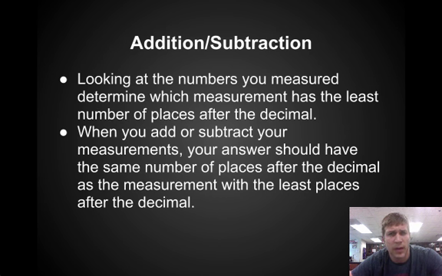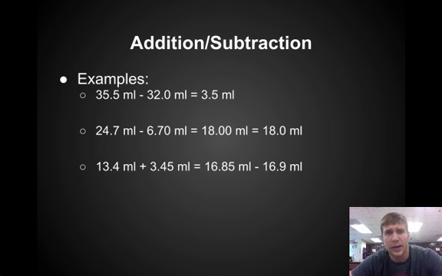When using addition and subtraction for measured values, the first thing that you're going to do is determine which measurement that you're using has the least number of places after the decimal. Once you've done that, you're going to add or subtract the numbers together, and your answer should have the same number of places after the decimal as the measured value with the least number of places after the decimal. So let's take a look at what this looks like.